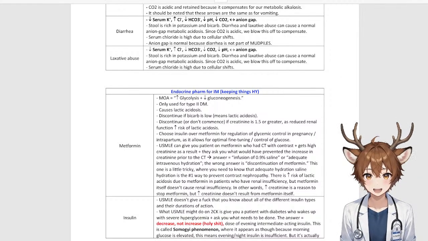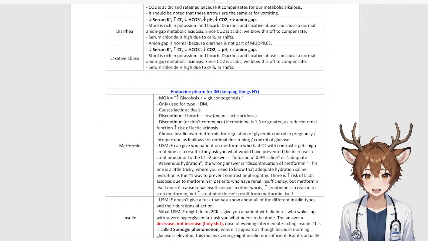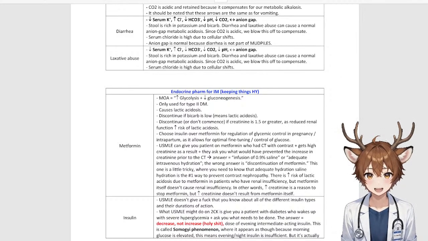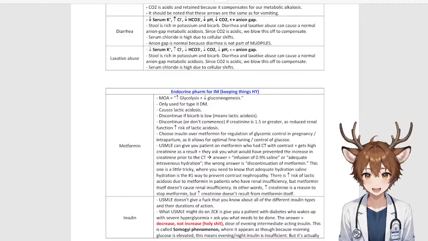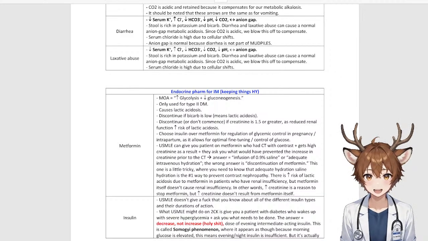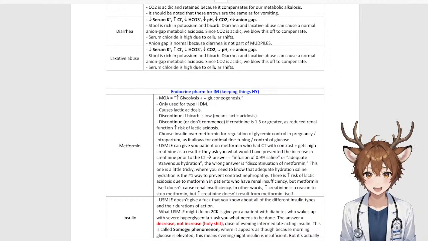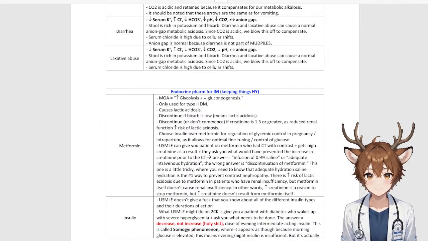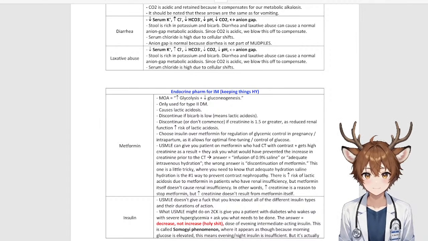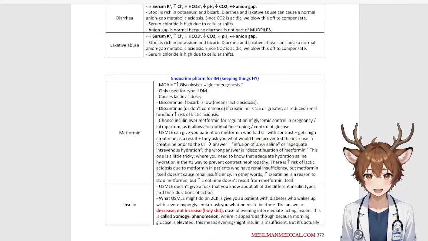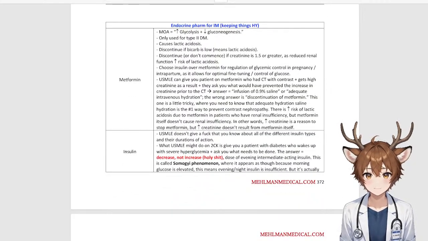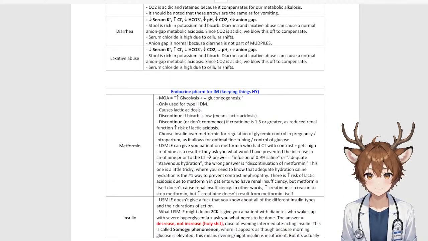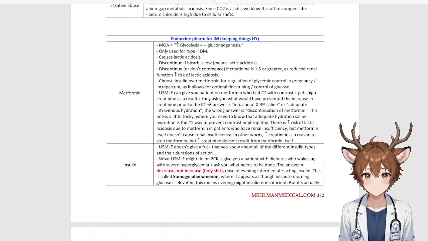So: low serum potassium, elevated chloride, low bicarb, low CO2, low pH, normal anion gap. Stool is rich in potassium and bicarb. Diarrhea and laxative abuse can cause a normal anion gap metabolic acidosis, and CO2 is acidic, so we blow it off to compensate. Serum chloride is high due to cellular shifts. So basically the same description, they just have a little bit more information in diarrhea, a little more about the anion gap stuff.